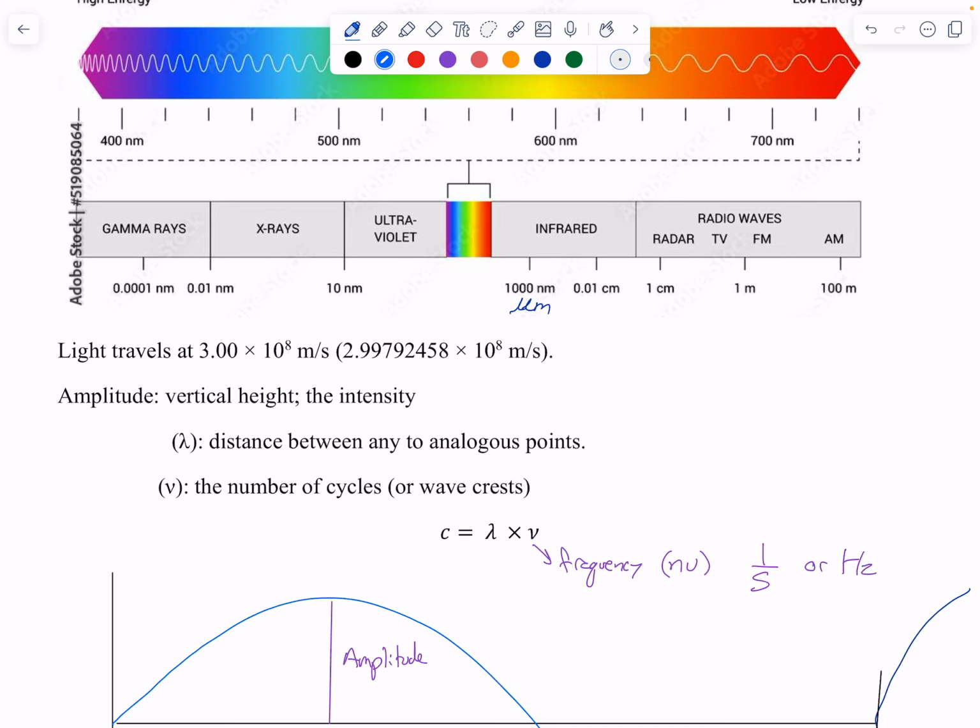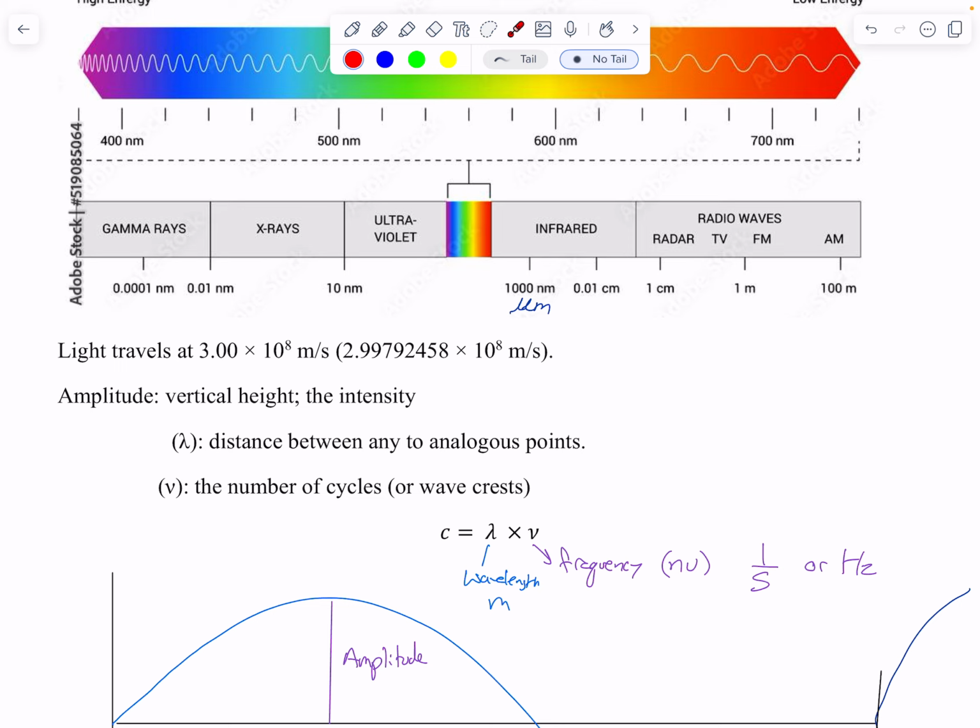And wavelength in meters. And c is your speed. So the speed of a wave is wavelength times frequency. So now if we look at this equation, if lambda gets bigger, frequency has to get smaller. And if frequency gets bigger, wavelength has to get smaller, right? Because they equal a constant speed of, we'll use 3 times 10 to the 8 most of the time.